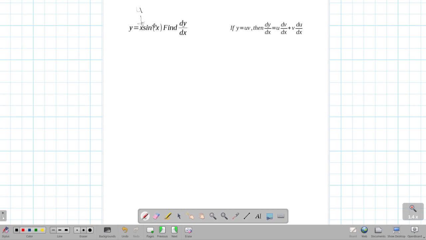Okay, and this term here, the whole function sine of x, is v. Okay, so let's have a look.